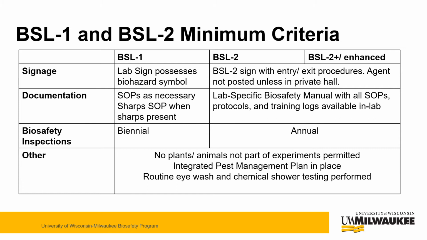BSL-1 labs are not required to maintain a lab-specific biosafety manual, but should have standard operating procedures as needed and a SHARPS standard operating procedure when SHARPS are employed. BSL-2 and up requires a lab-specific biosafety manual containing standard operating procedures, protocols, and training logs. Biosafety inspections will be conducted biennially for BSL-1 labs and annually for BSL-2 and higher laboratories.